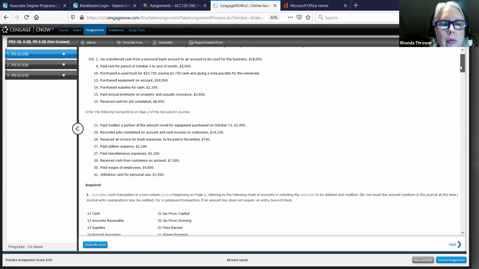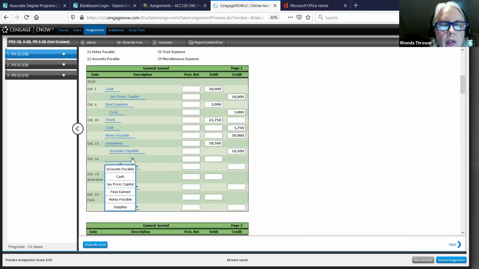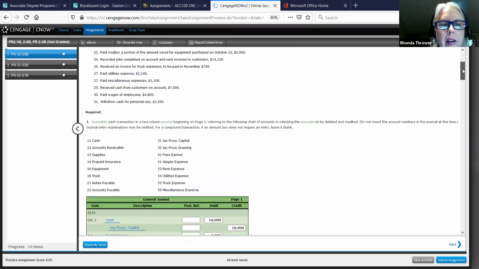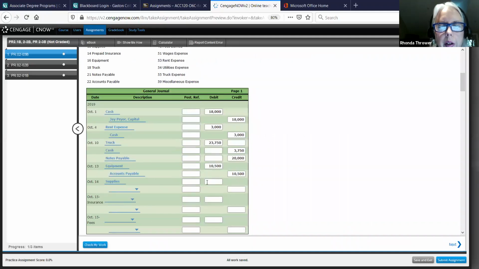If you look at October 14th, you can see that they purchased supplies for cash. We bought an asset. My asset is supplies. That's really a prepaid expense, but we call it an asset when we buy it because we have the rights to use those supplies now. The supplies account, which is an asset, is increasing because we just purchased some supplies for $2,100. So we're going to debit the supplies account for $2,100.